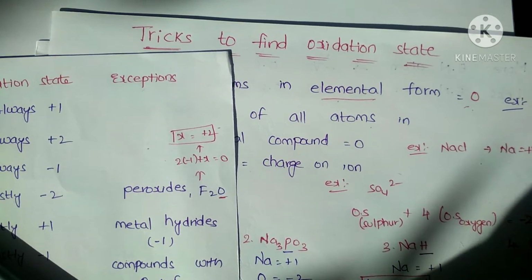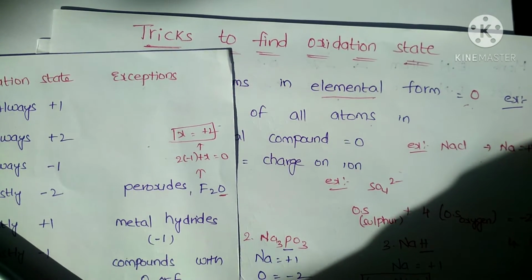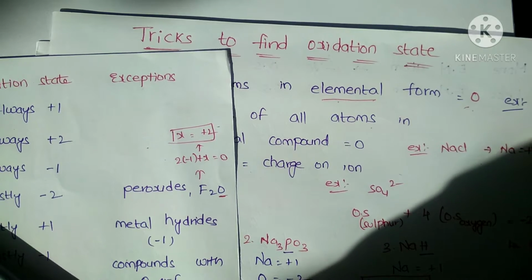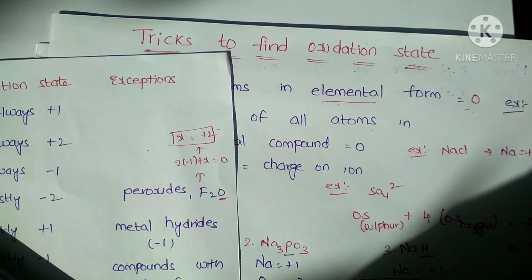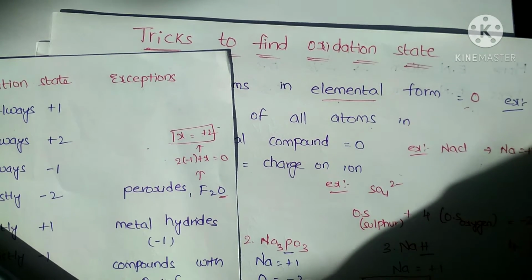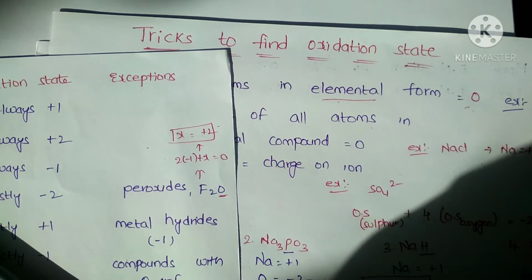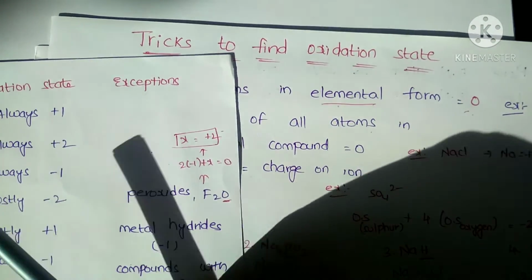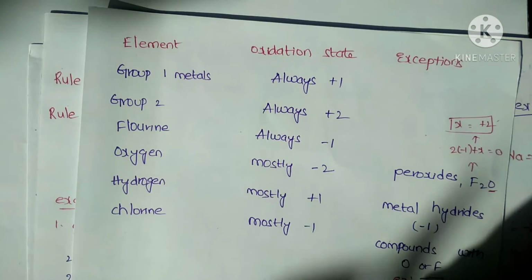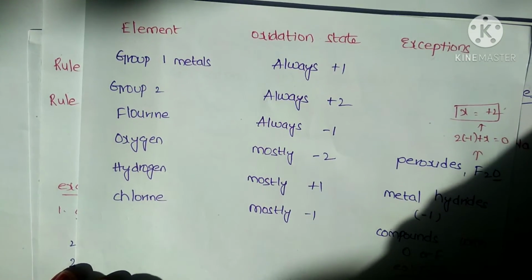Hello everyone. So today we will see some tricks to find the oxidation state. For this we have to remember some important rules. If you know those rules, we can easily find the oxidation state. So for that there is a simple trick. First, you have to remember this table.